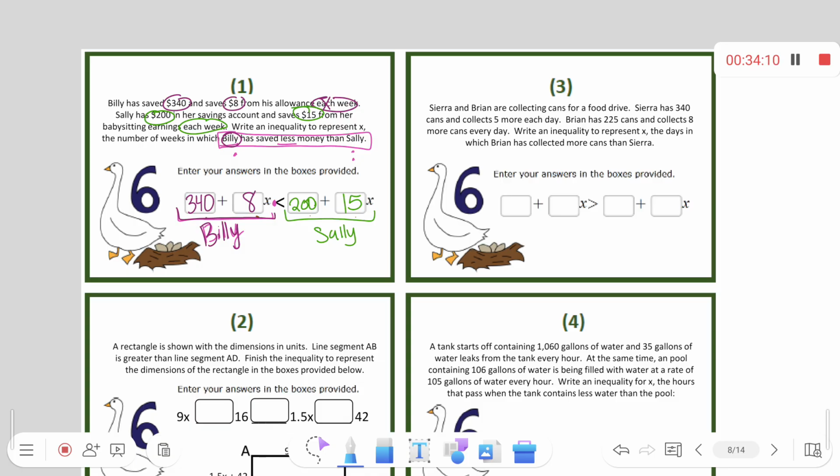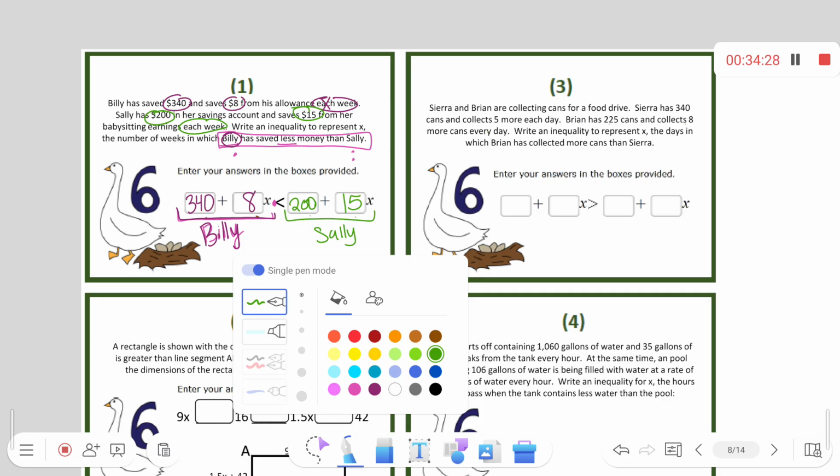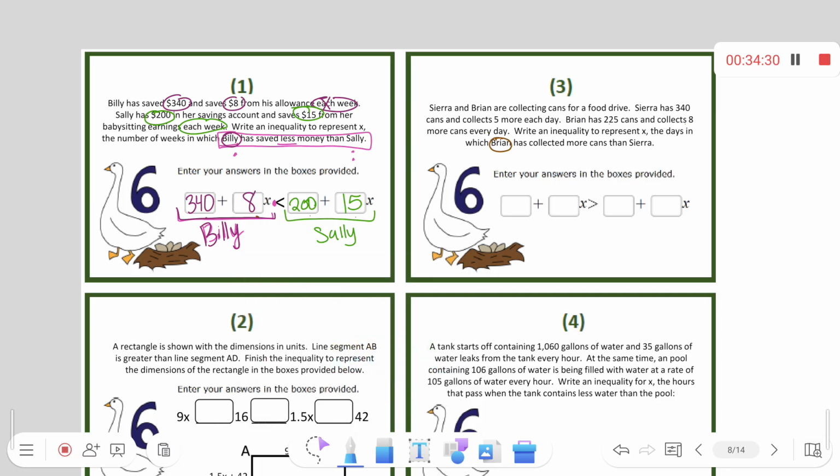I'm going to do number 3 next because it's more similar to number 1 than the next one is. Sierra and Brian are collecting cans. Sierra has this many cans and gets that much each day. Brian has this many cans and collects this much each day. Write an inequality that displays the days where Brian has collected more than Sierra. So I want Brian to be more than Sierra, which means Sierra gets the pointy side and Brian gets the open side. The open side, again, is on the left, so Brian should be on the left and Sierra on the right.